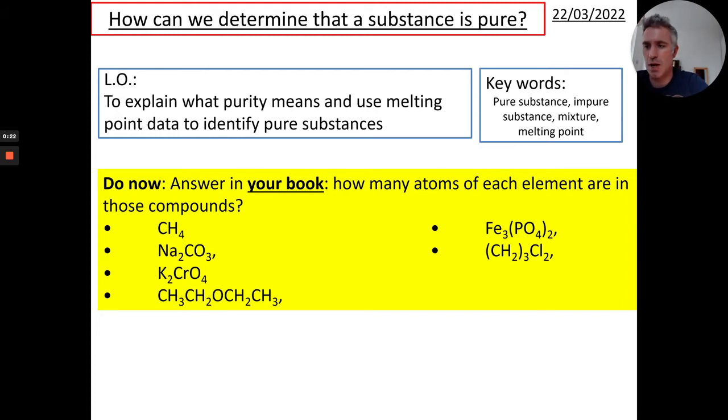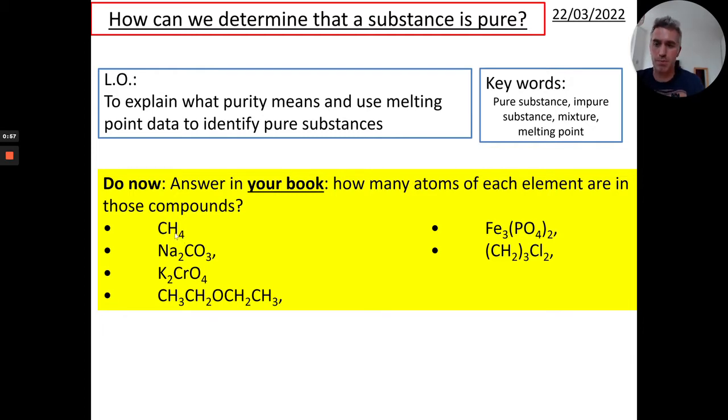As you can see, there are 6 different compounds: CH4, Na2CO3, K2CrO4, this long one, Fe3(PO4)2, and CH3CH2OCH2CH3. Lots of letters, lots of numbers. For each of those compounds, can you write down how many of each element there are? For example, CH4, there is 1 C and 4 H's.